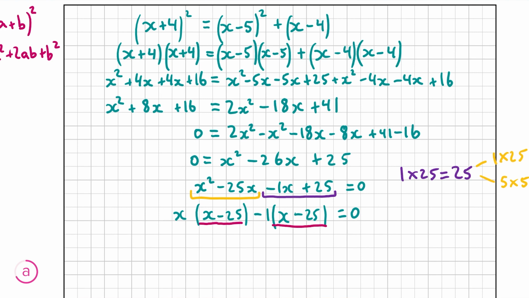When doing factorizing by grouping, if you have a different number in both of those brackets, then that means that your answer is wrong, essentially. So you do have to have the same number, or the same expression in both of those brackets.